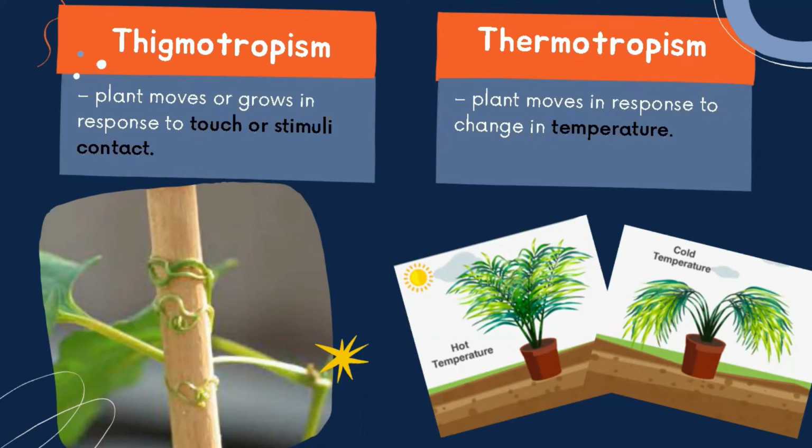We have thigmotropism. The plant moves or grows in response to touch or stimuli contact. Ayan. Example dito are yung vines. Nag-a-attach sila dun sa, kunwari may pole, dun sila mag-a-attach.